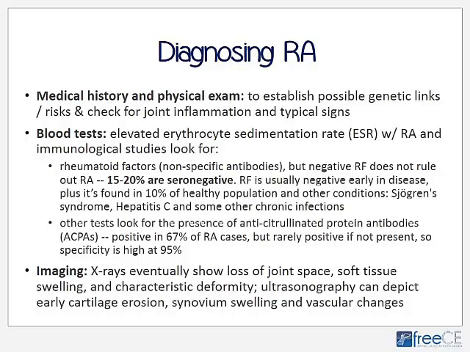Imaging, of course, can be done. X-rays can show the loss of joint space over time, as it can in OA, and you can get an idea of some soft tissue swelling as well. Ultrasound is a bit better. It can depict early cartilage erosion, and it can visualize synovium swelling and certain vascular changes.